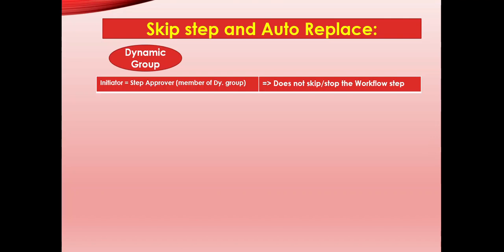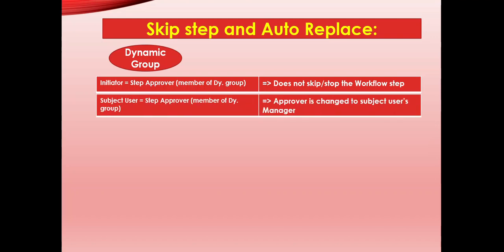But what if in the dynamic group there is only one approver, and that approver is the initiator? Then also the workflow will be raised and reach that particular approver. The second point is when the subject user and the approver are the same and both are members of the dynamic group. In that case, the approver is changed to the subject user's manager automatically. You no need to do anything. That setting is already inbuilt in SF.